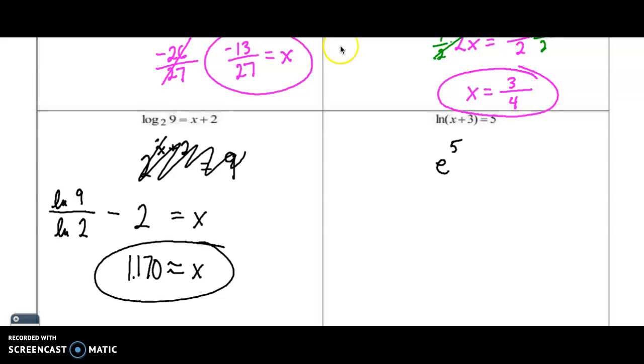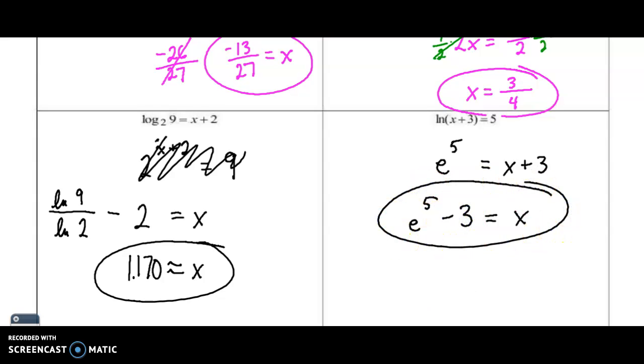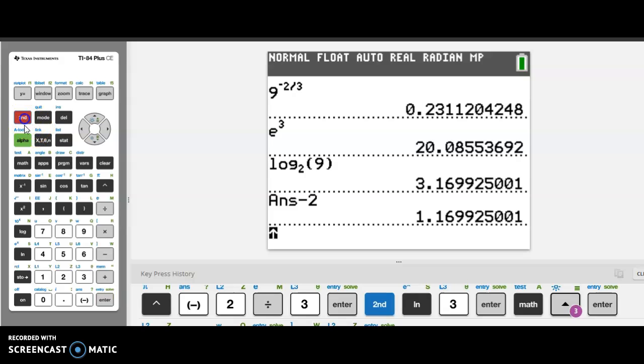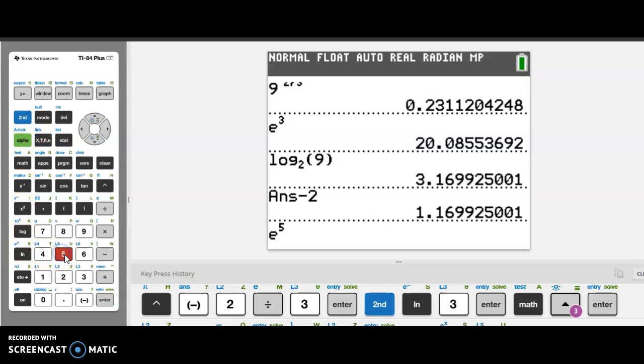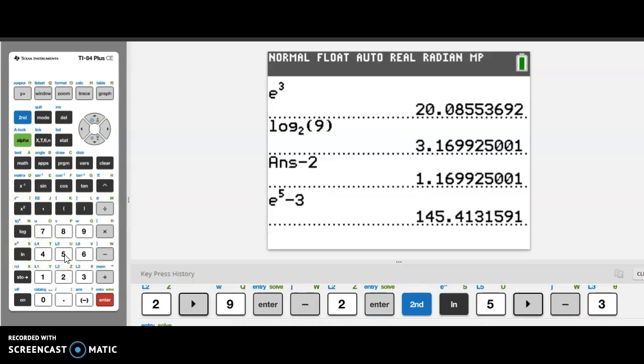That was the 5th power, right? Change it to exponential form. e to the 5th power is equal to x plus 3. And so subtract 3 over. So you might see me leave the answer like this if you don't have a calculator. But if you do have a calculator, go ahead and do e to the 5th minus 3 to get 145.413.